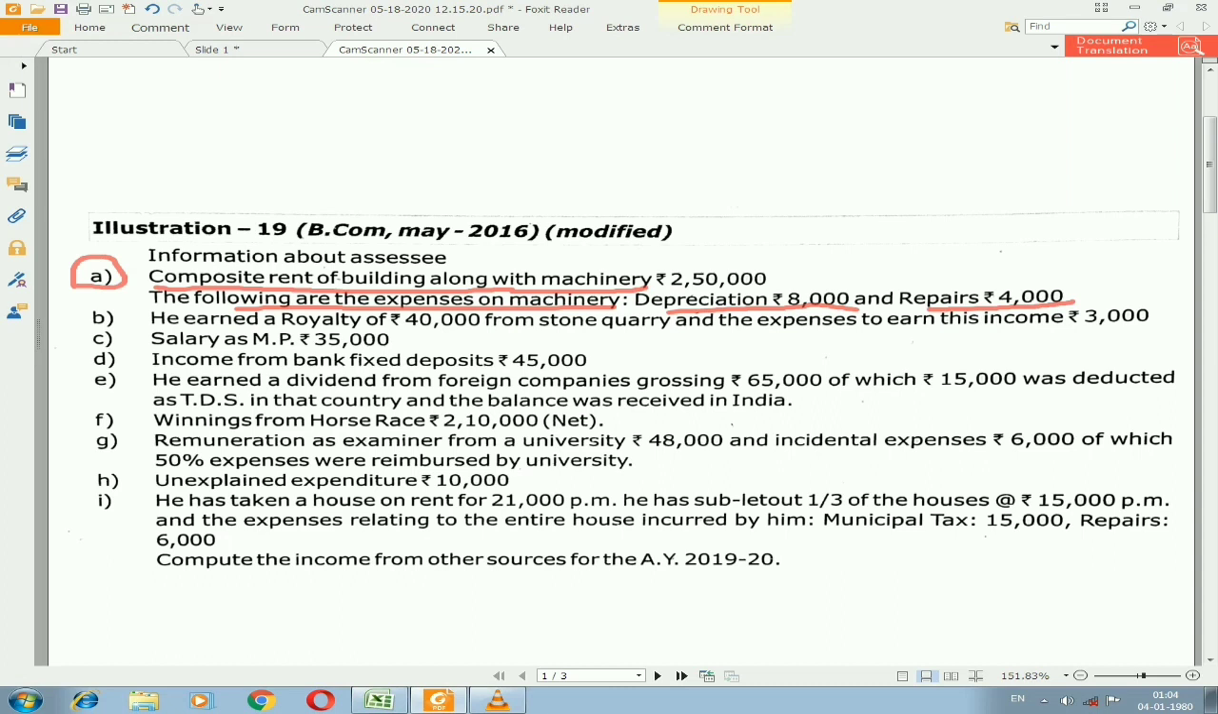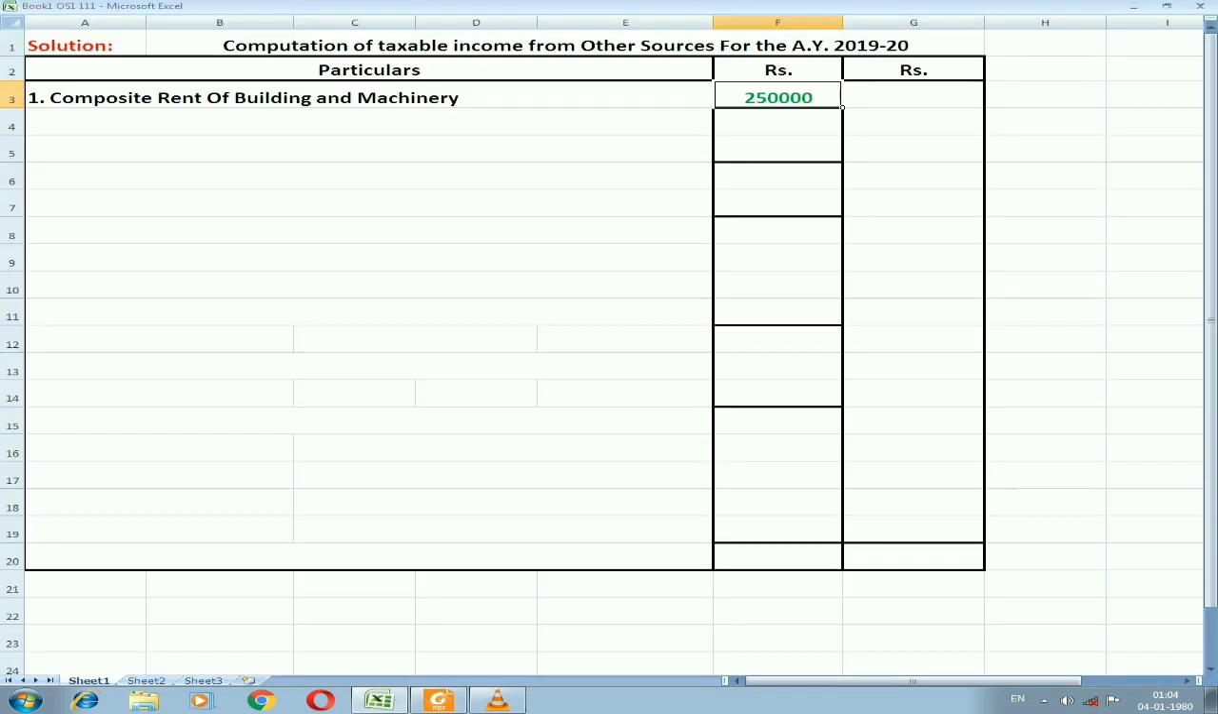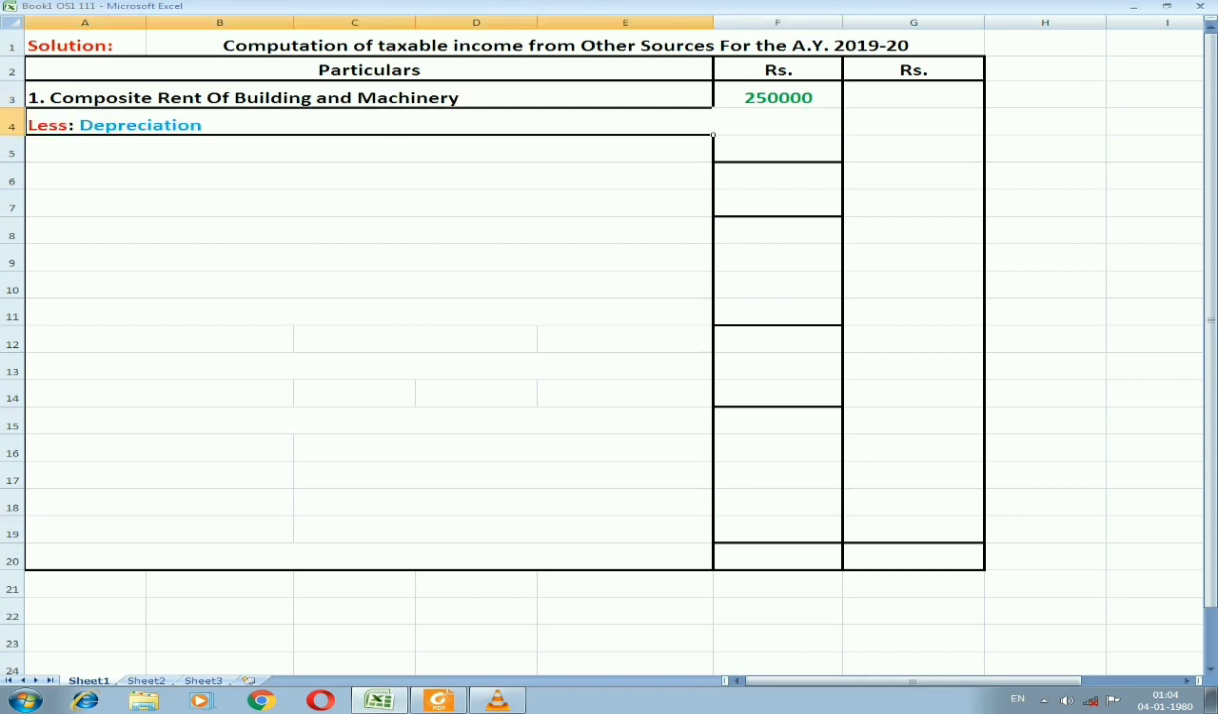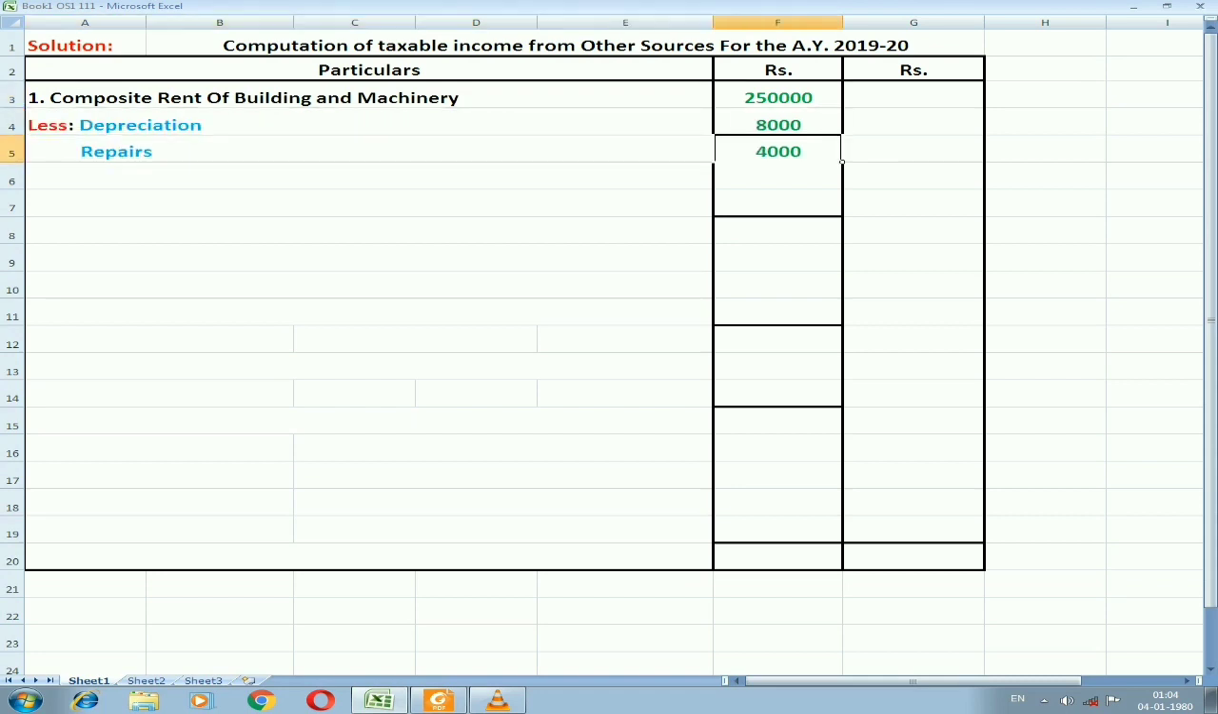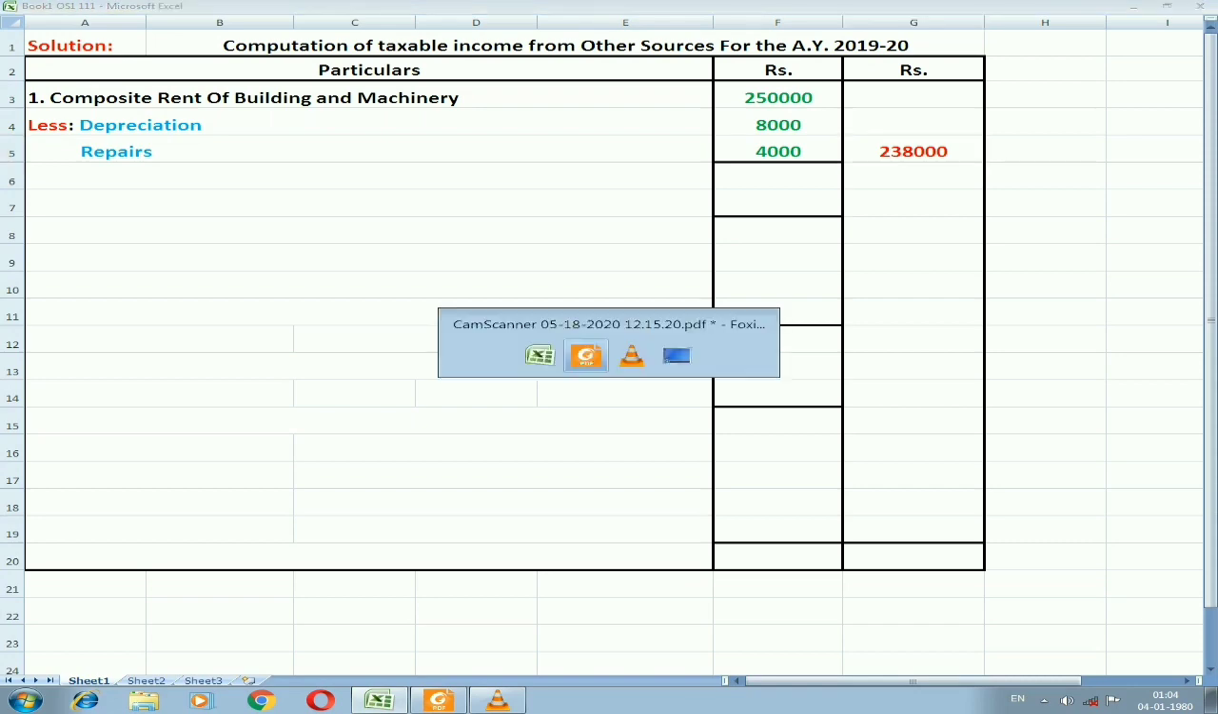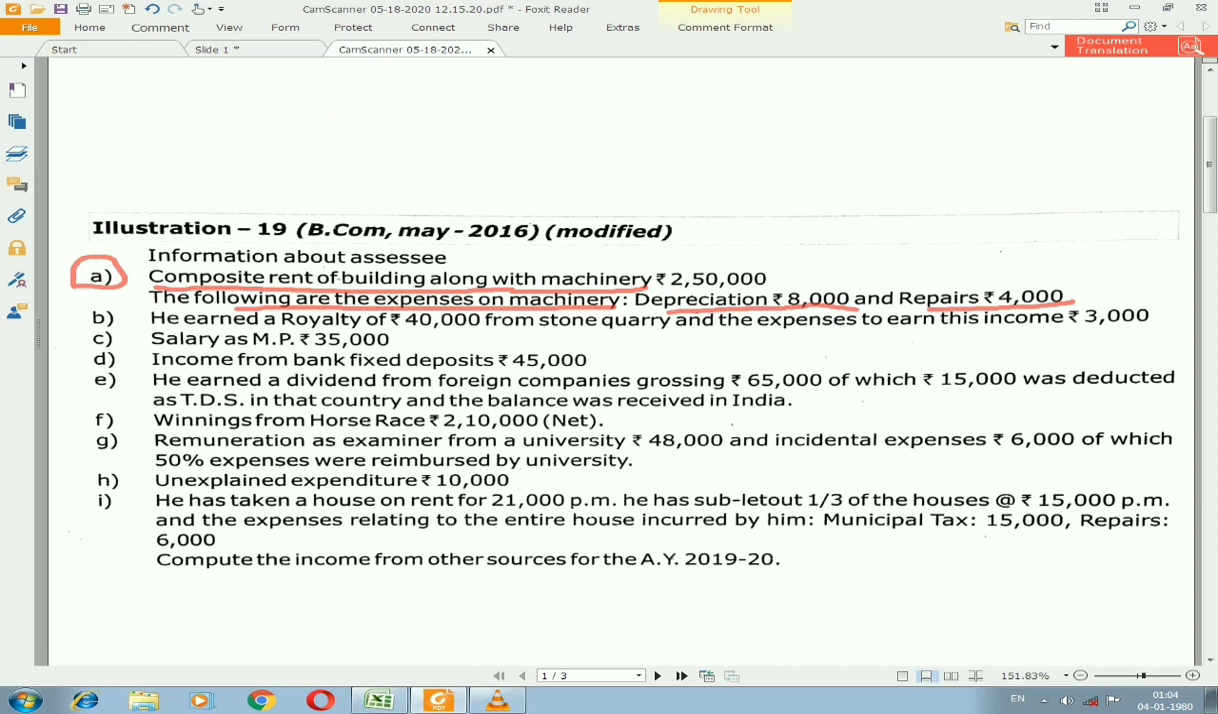So these two are the expenditure on that particular asset. We are supposed to deduct it, depreciation 8,000 and repairs 4,000. Totally we will get 2,38,000 as total income. So we got an income of 2,50,000 and also we have expenditures, which I have deducted. The second point says he earned a royalty of rupees 40,000 from stone quarry and the expenses to earn this income rupees 3,000.